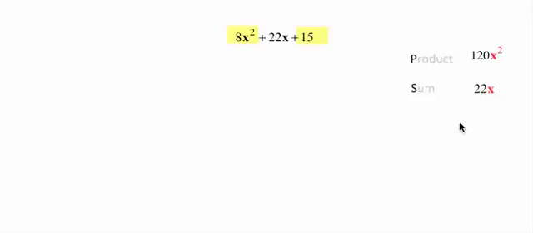Okay, so 12 times 10 is the first thing that comes to mind. Okay, 12 times 10 multiplies to give you 120 and adds up to give you 22. All right, so what we're looking for are 10x and 12. 10 and 12 add to give you 22 and they multiply to give you 120. So we're going to replace the 22 with the 10x and the 12. So we have 8x squared plus 12x plus 10x plus 15.